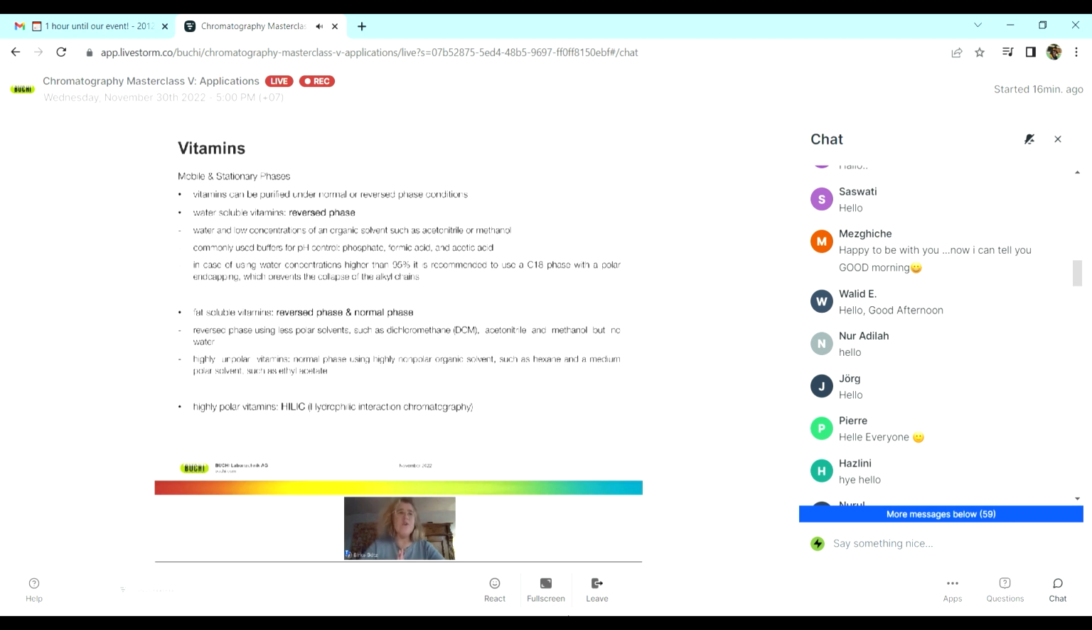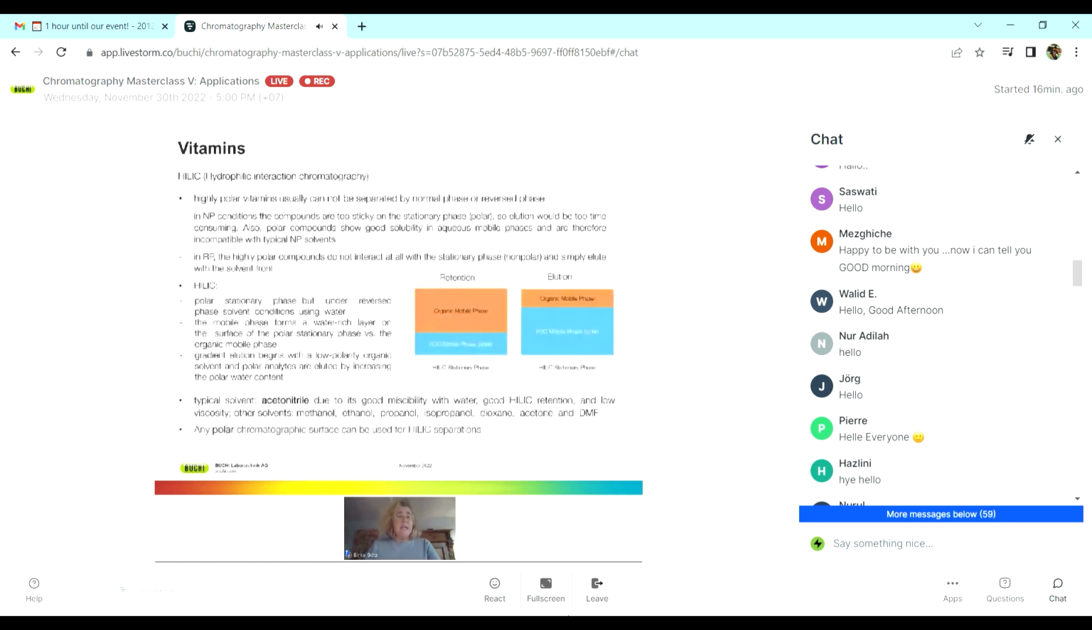In this case, you have a third option, and that is HILIC. And HILIC stands for hydrophilic interaction chromatography. And we will have a closer look at this. What is this? So if you have a highly polar vitamin and you go for normal phase, what can happen is that your compound is very sticky on your phase, because the normal phase, the stationary phase, is highly polar. So it sticks, and you would actually need a lot of solvent to get it eluted, or maybe it sticks at all on the phase.